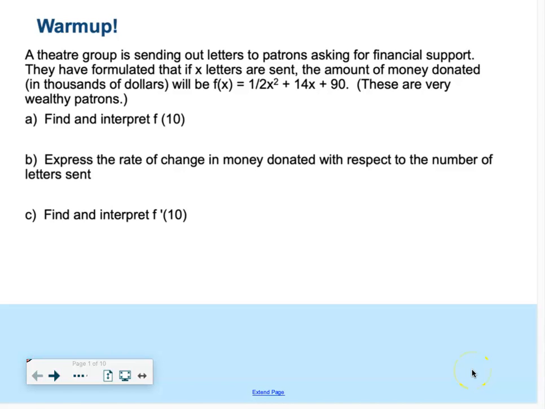Hey, AP Calculus students. So I am actually out today. I'm doing this lesson with no students. We'll see how this goes. So I'm going to walk you through the lesson for section 3-4.